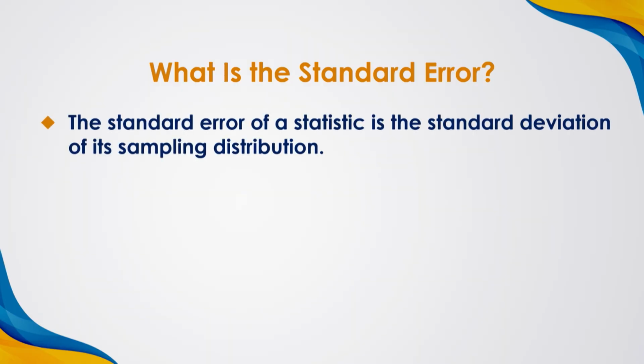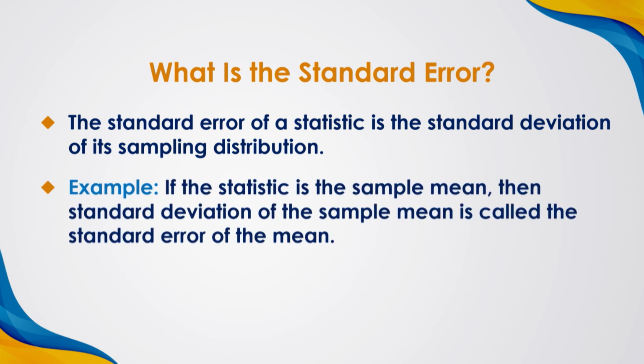Dear students, let us begin the third part of the lesson, in which you will learn about estimating the standard errors when the population parameter sigma is known and unknown. What is standard error? The standard error of a statistic is the standard deviation of its sampling distribution.